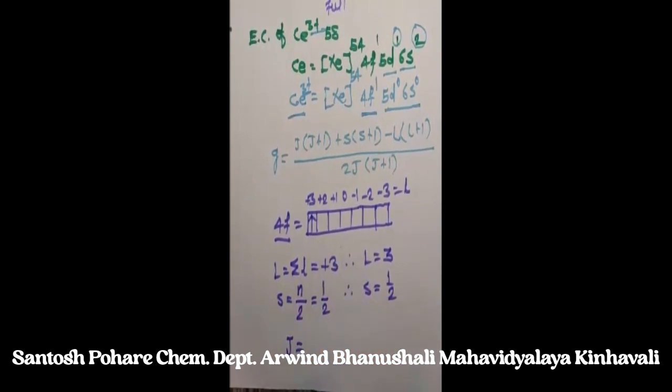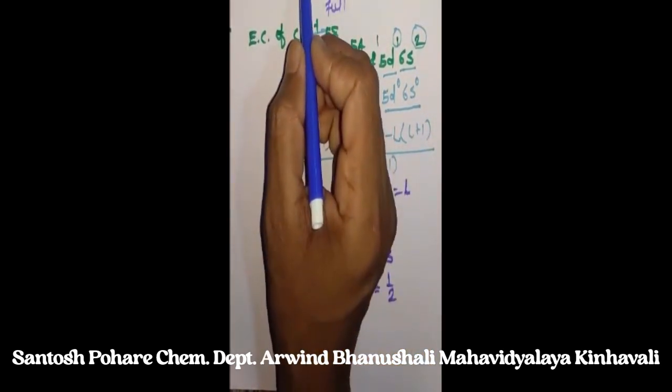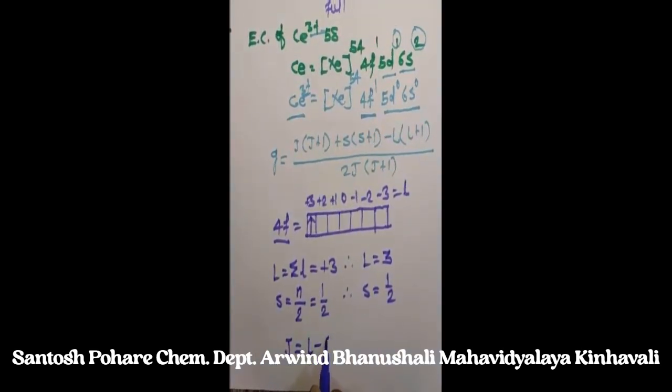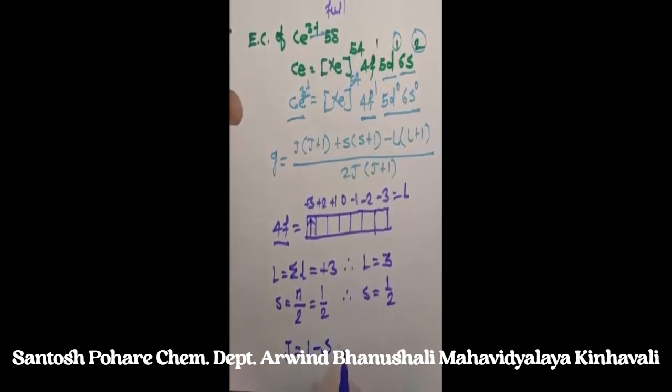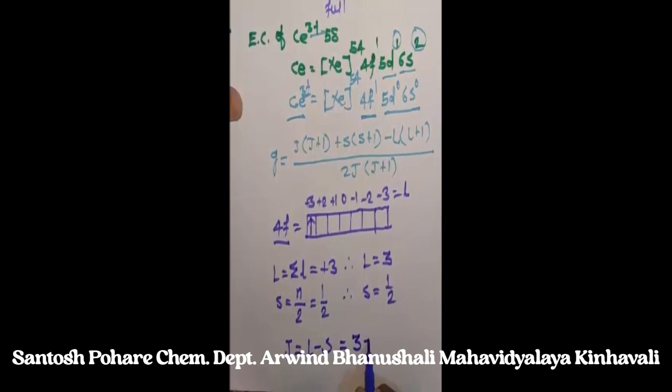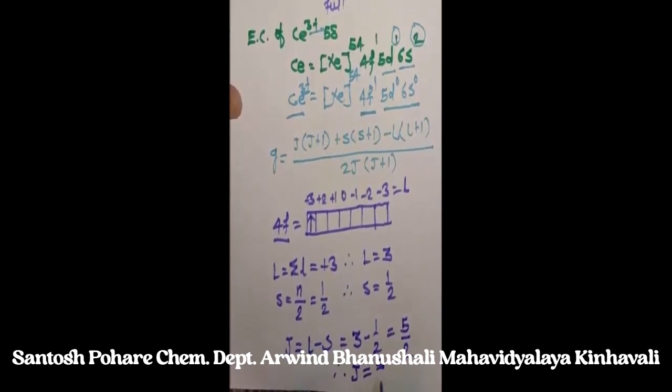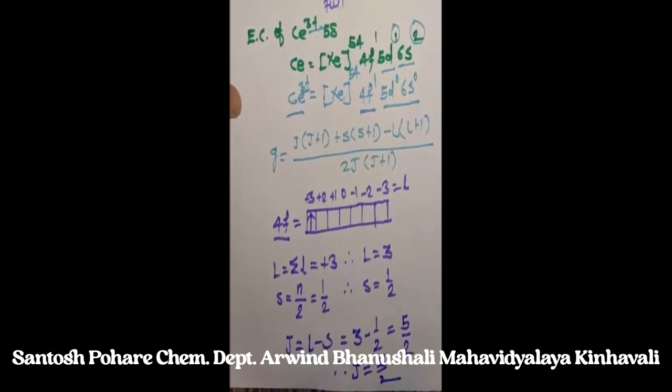Hence, which value are we going to take? We have to take L minus S. Hence, we are taking here the value L minus S. So what is the value of L? It is 3. What is the value of S? That is 1 by 2. So when we find out its value, it becomes 5 by 2. Okay, so dear students, therefore we get the value of J, which is equal to 5 by 2.